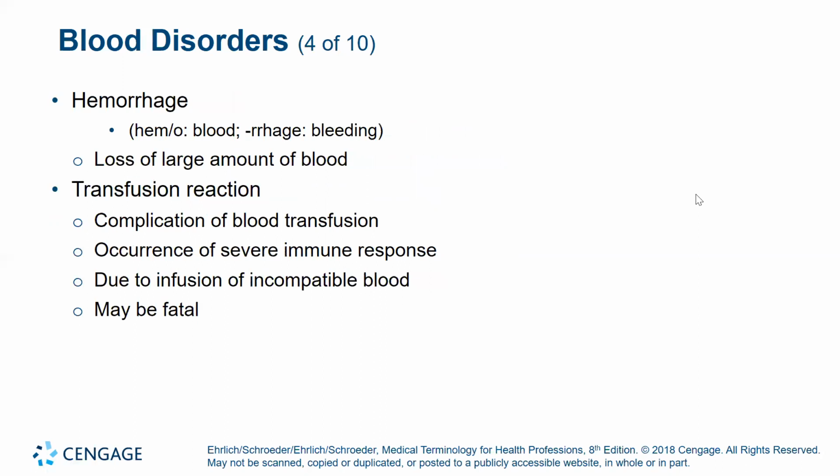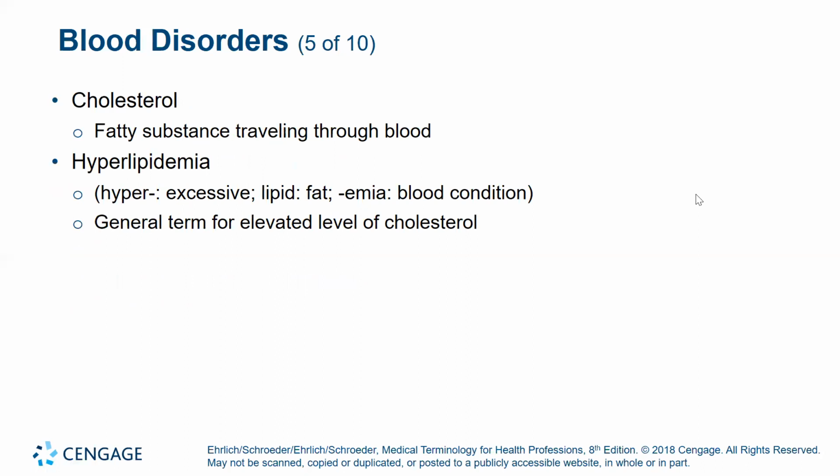Hemorrhage, hemo is blood, rrhagia is bleeding, so loss of a large amount of blood. A transfusion reaction is a serious and potentially fatal complication of a blood transfusion because the patient's blood and the donated blood do not match. It could be fatal. We have cholesterol. Cholesterol is just a fatty substance traveling through the blood. We have hyperlipidemia. Hyper is excessive. Lipid is fat. Emia is blood condition. So it's a general term for elevated levels of cholesterol.